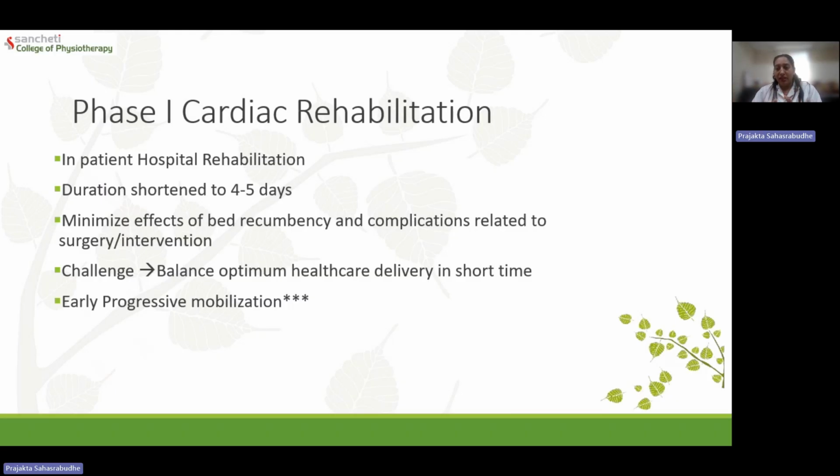But whatever the expected complications are, they should not occur if they are preventable through structured education and structured physical activity that should be achieved. And the patient should not have any effects of bed recumbency. We have to make sure that the patient is able to do their self-care activities independently before they get discharged from the hospital. The challenge here is we need to balance optimum healthcare delivery in a relatively shorter duration of time, that is 3 to 4 days. And hence, early progressive mobilization is the crux of phase 1 cardiac rehabilitation.